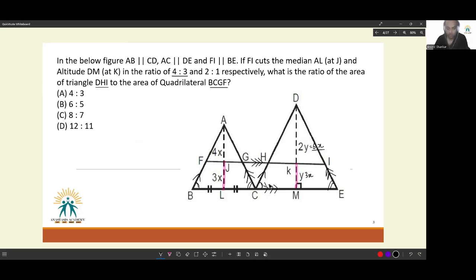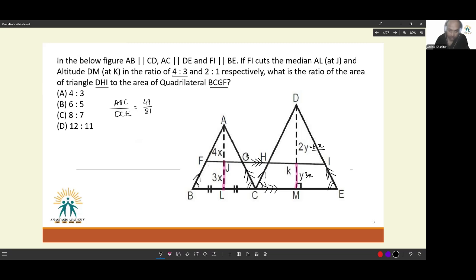BCGF. Okay. Look at the area of ABC to DCE, how much will it be? ABC has a height of 7x. DCE has a height of 9x. So ABC by DCE will be 7 square by 9 square, or 49 by 81. But now look at AFG. AFG will be similar to ABC, and DHI will be similar to DCE, parallel line cutting across.